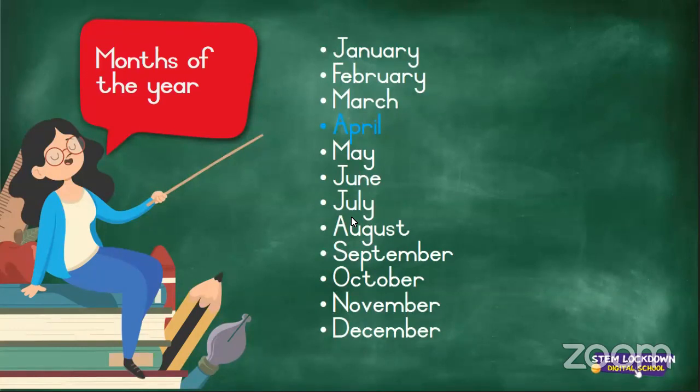All right, so grade ones, let's go over that again. The months of the year, the first month of the year is January. Then we've got February, March, April, May, June, July, August, September, October, November, December. Now, if you have a look at the screen, there is a clue and it's telling you what month we are in now.